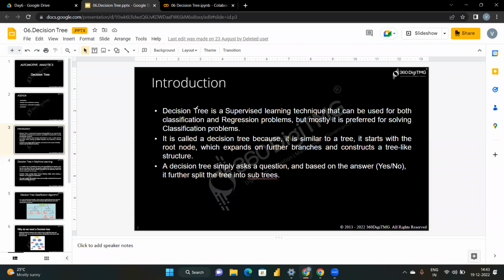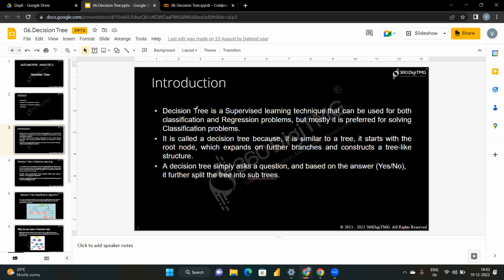So decision tree is a supervised learning technique, which means it's like a teacher is teaching and the student is learning. And this decision tree can be used for both classification and regression problems, but it is most preferred for solving classification problems. So the main thing we'll be seeing is classification problems only, guys, when we are going to do this decision tree and how we are going to implement this in machine learning. Decision tree, guys, is nothing but a supervised learning technique. We have seen this.